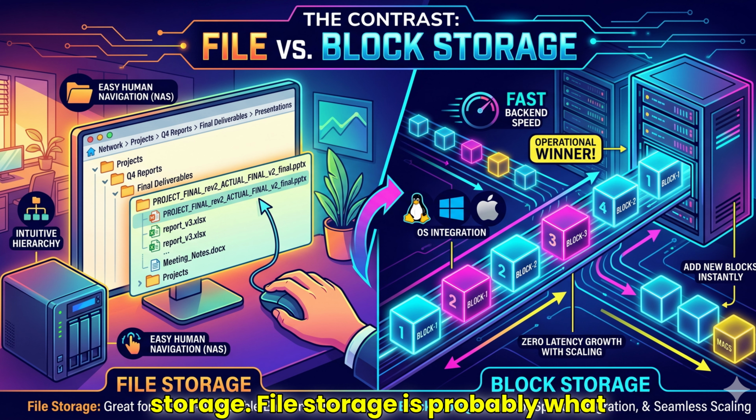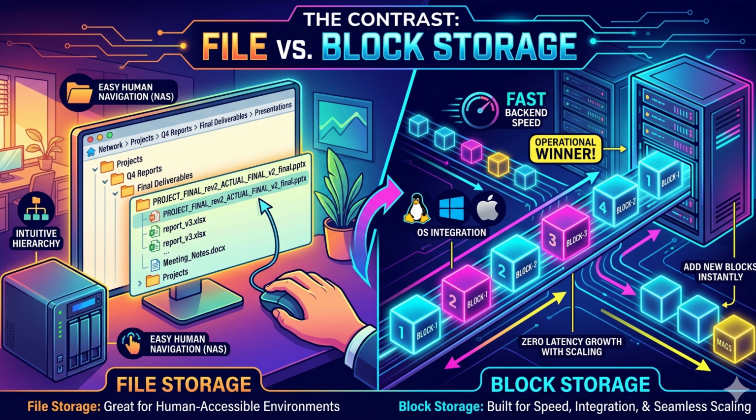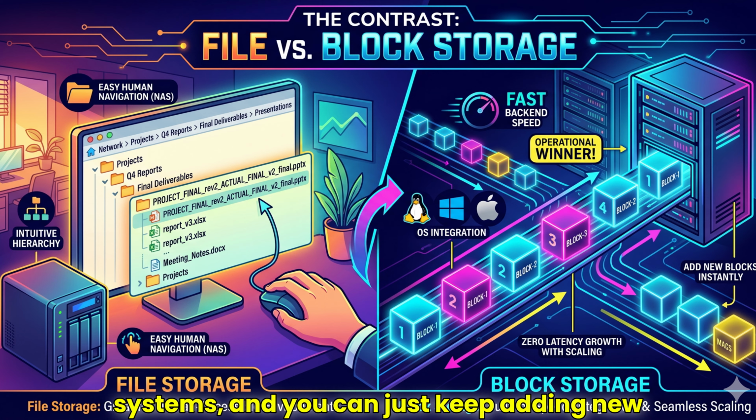Now let's contrast block with file storage. File storage is probably what you use at work every day. It's great for specific NAS environments, it uses those intuitive hierarchical folders, and it's super easy for humans to navigate. Complete with those final_version2 actual file naming conventions we all secretly love. But when it comes to back-end operational speed, block storage is the clear winner. It integrates across different operating systems, and you can just keep adding new blocks on the fly without ever increasing your latency.